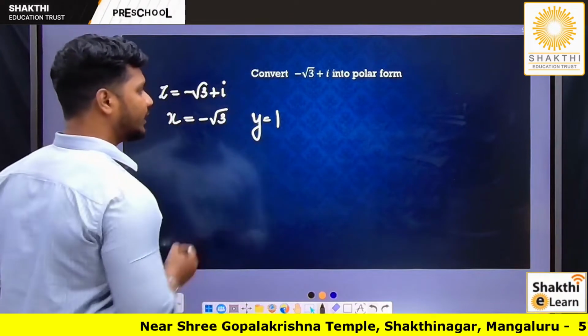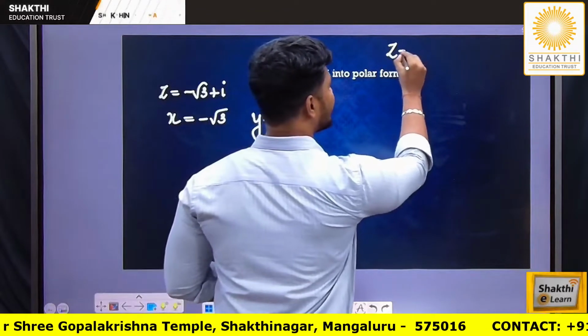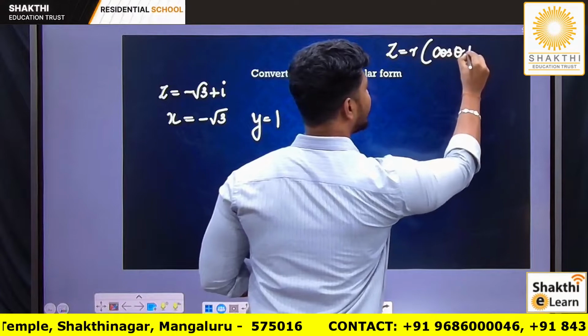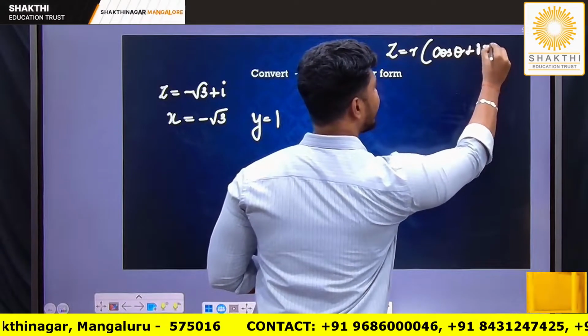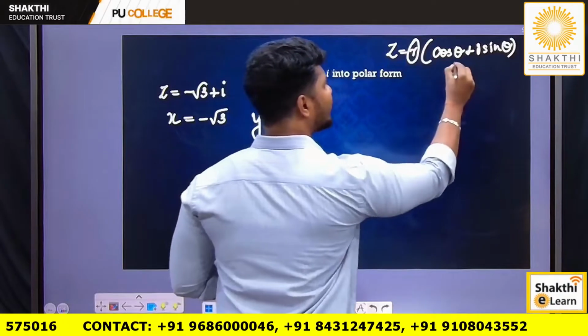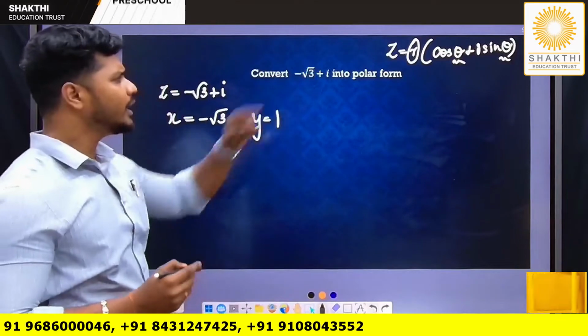First you are finding, now the polar form is r. I'll write in the polar form: z is equal to r into cos theta plus i sin theta. Here I need r as well as the value of theta to represent in the polar form. Finding the value of r.